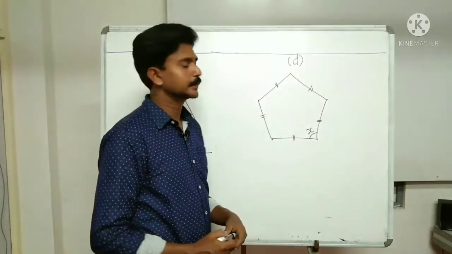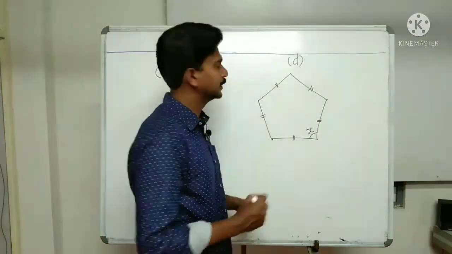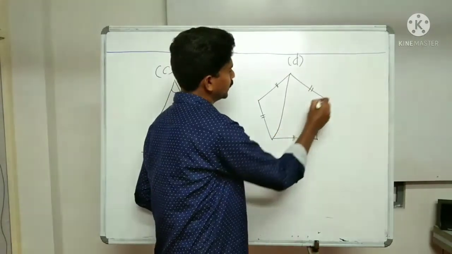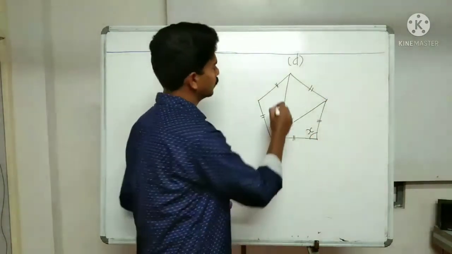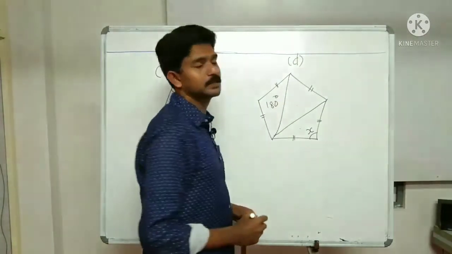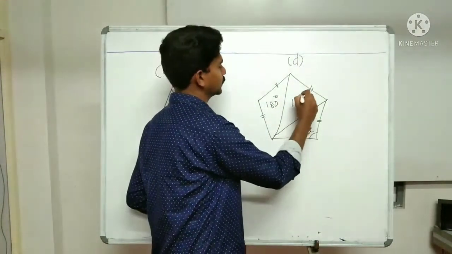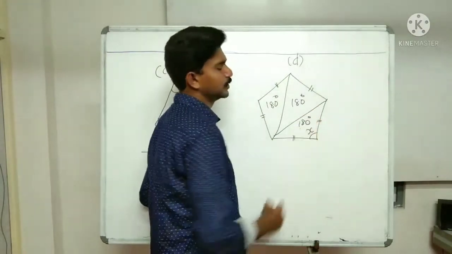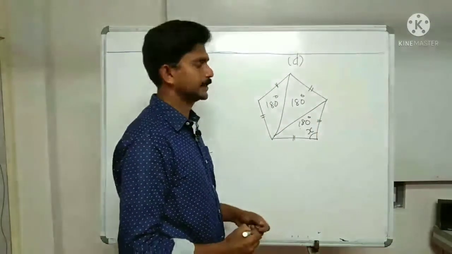And here, if you see that this is a pentagon, we can divide it into 3 triangles. 1, 2, 3. This sum of angles is 180. This sum of angles is 180. This sum of angles is 180. We have three 180s.